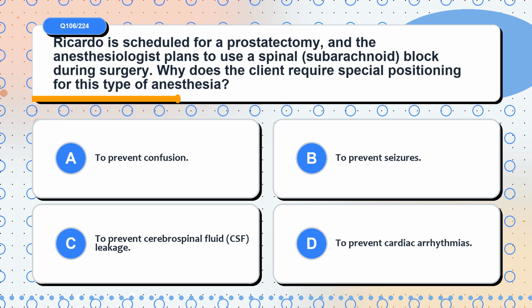Question 106. Ricardo is scheduled for a prostatectomy, and the anesthesiologist plans to use a spinal subarachnoid block during surgery. Why does the client require special positioning for this type of anesthesia? Here are the options. Option A, to prevent confusion. Option B, to prevent seizures. Option C, to prevent cerebrospinal fluid, CSF, leakage. Option D, to prevent cardiac arrhythmias.